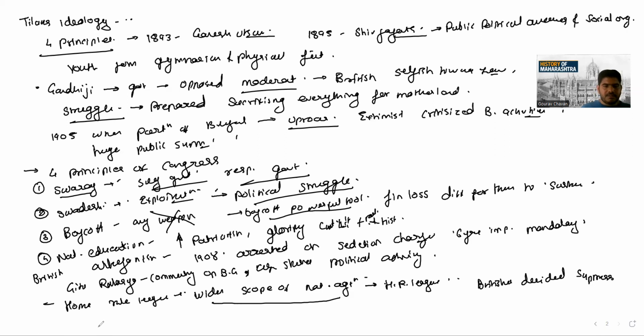So the press was subdued, and due to his awakening speeches, Tilak was denied entry in Punjab and Delhi.